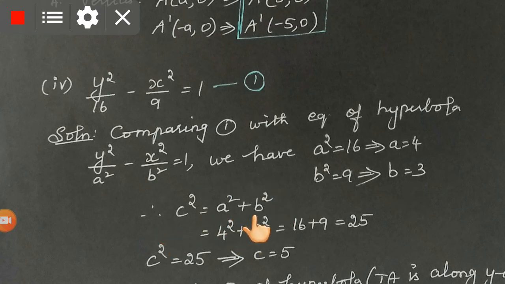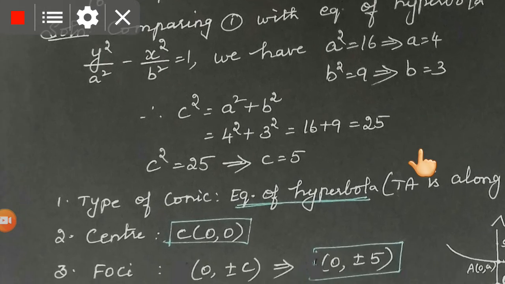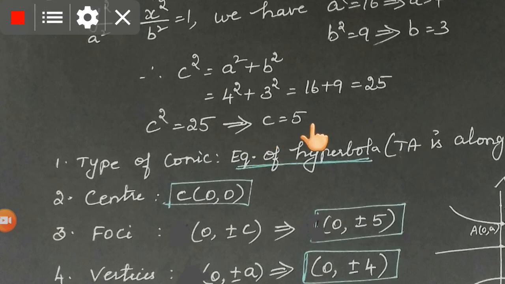c square is equal to a square plus b square. And in the place of a square we have 16, and in the place of b square we have 9. Therefore 16 plus 9 is 25. Therefore c square is equal to 25. Then the value of c is 5.